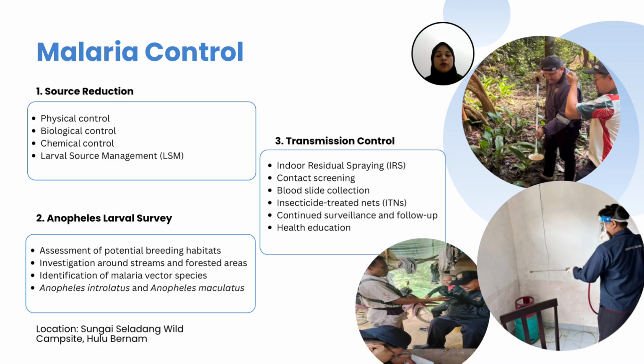The third component was transmission control. The measures include indoor residual spraying, contact screening, blood slide collection, insecticide-treated nets, and continuous surveillance and follow-up.